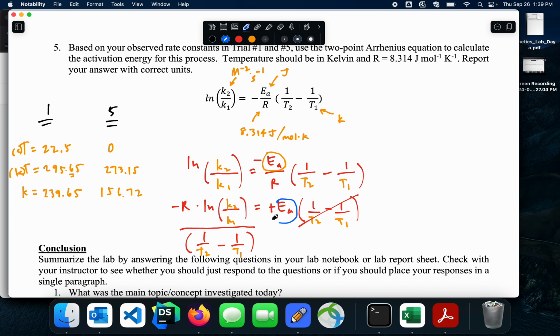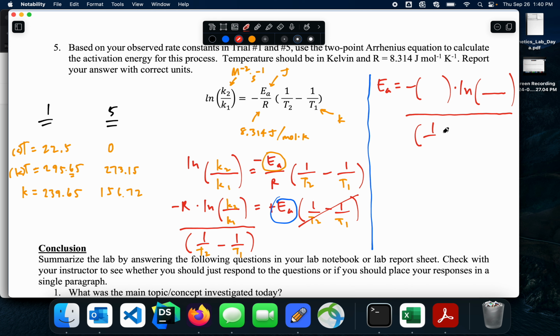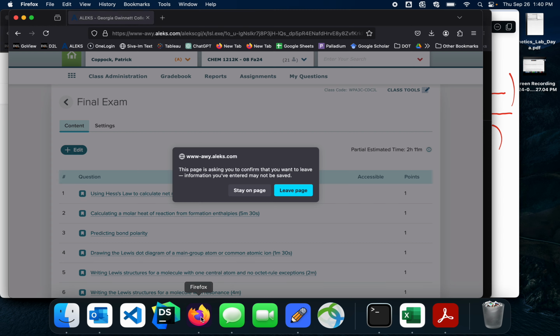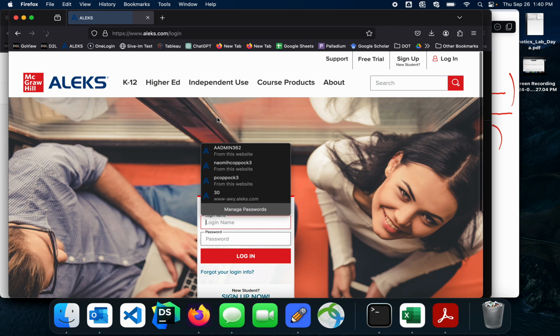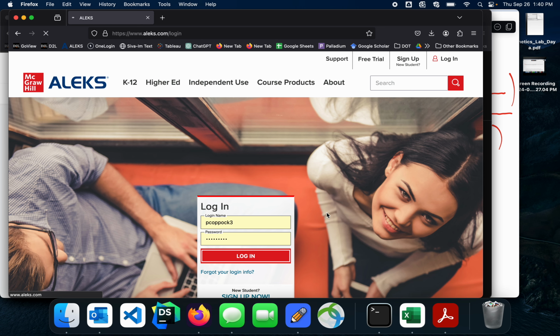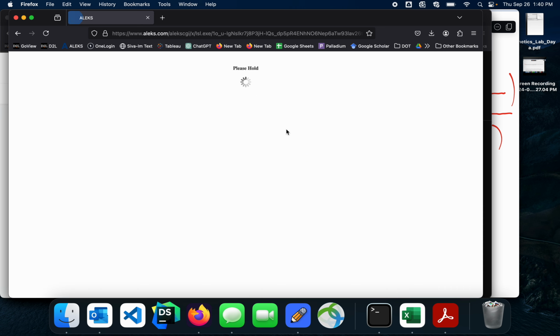Let's come over here and I'll put all the numbers in. The activation energy is equal to minus R, which I'll go look up in a second, times the natural log of that fraction, divided by 1 over... okay, and R, let's go look up R. Actually, I'm going to do it in my Alex calculator. I love this Alex calculator. It is so effective. Watch.